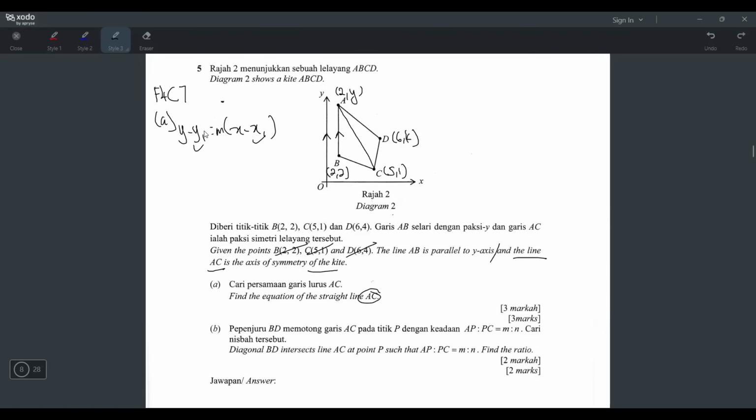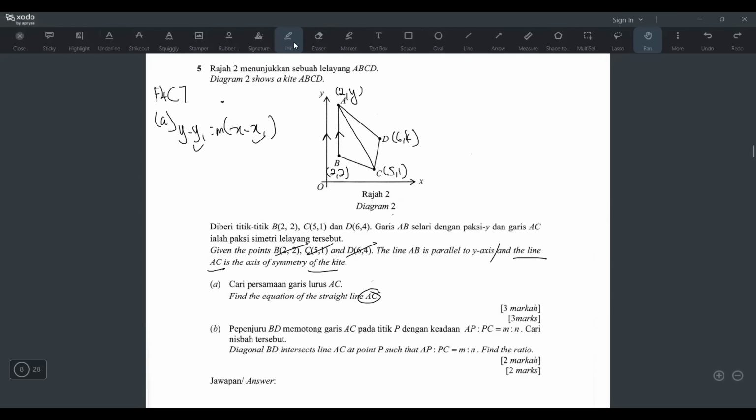The problem is the gradient. Yeah, the problem is the gradient. And I can't find the gradient directly because I don't have point A. I need to have 2 points on this line. Baru boleh saya guna gradient formula. I have point C, but the point A is not complete. So I think I have to use another way to find the gradient.